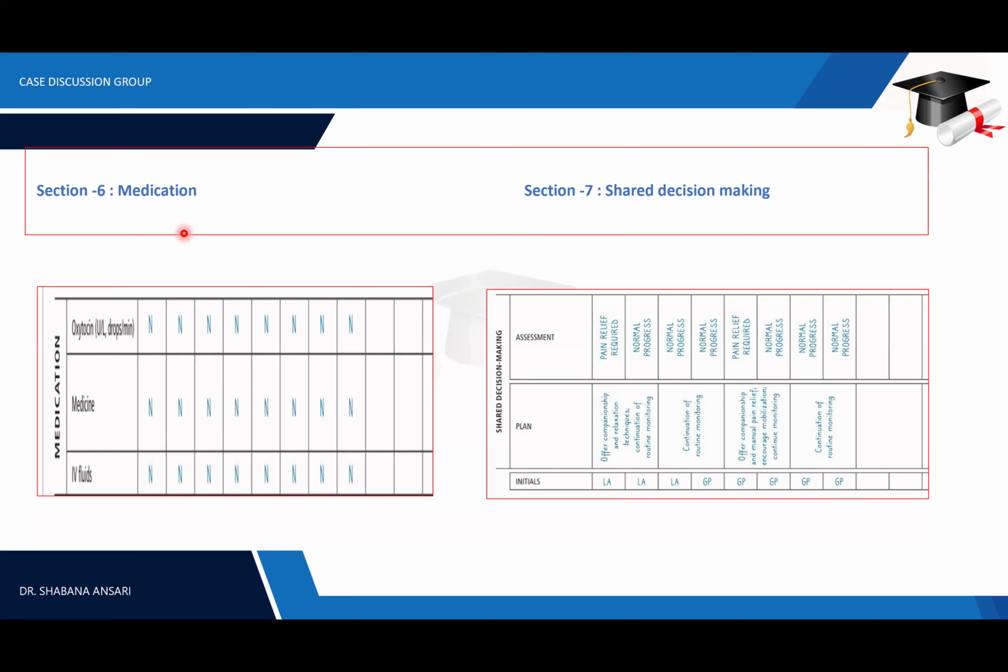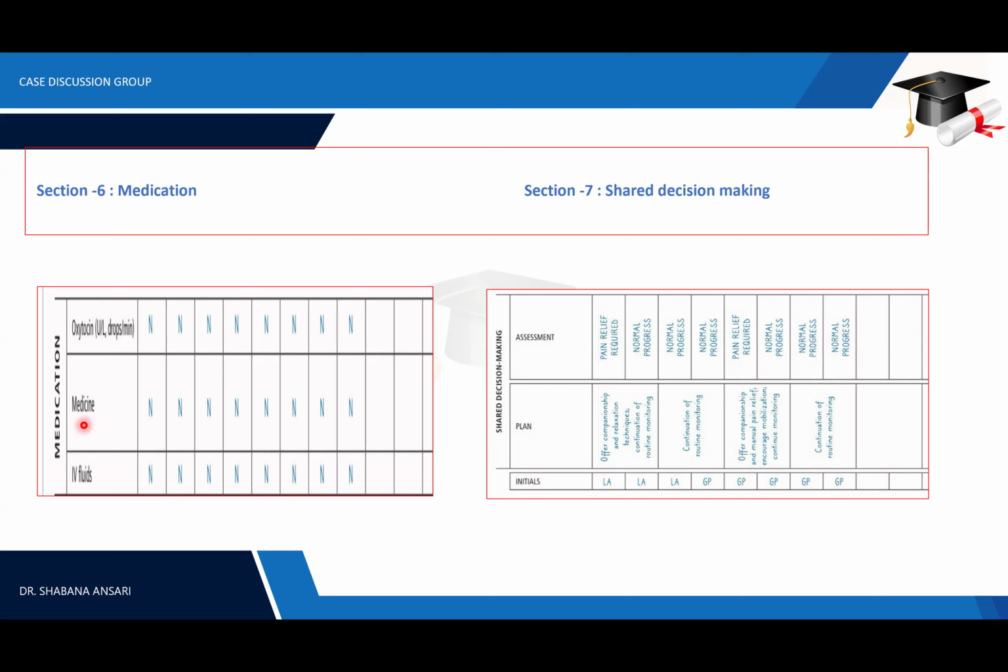So regarding the medication, as we can see here, it is written oxytocin and any other medication and the IV fluids. In terms of oxytocin, if we are giving it either for induction or augmentation, it will be augmentation as we are starting from 5 centimeters. So we have to write the international units and the drops per minute. How many units and drops per minute we are giving, we have to put it here. N means it is not given. If we are giving, we have to write exactly the units and the drops per minute.